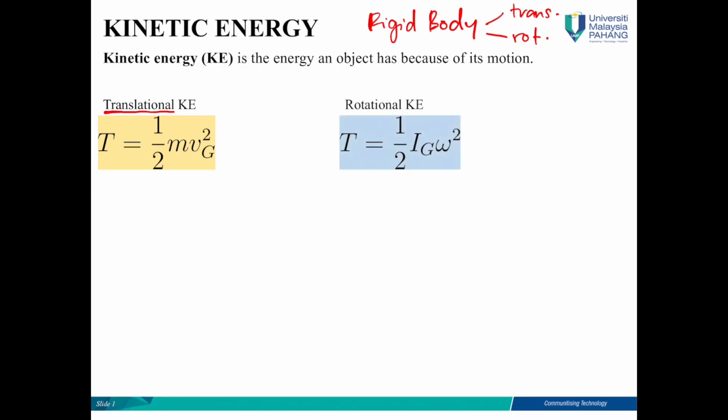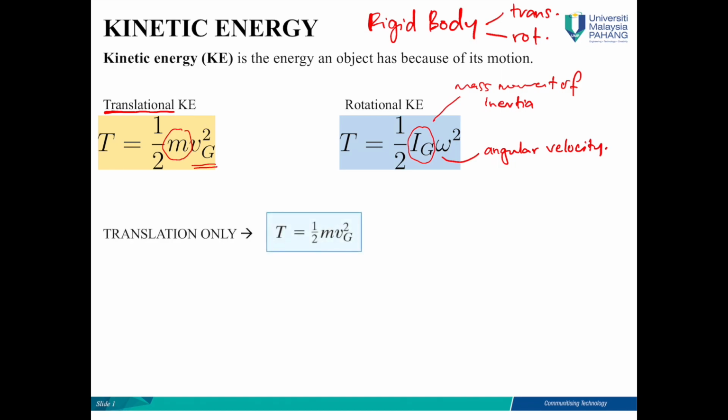And for rotational, if you notice, the mass here is now replaced by the mass moment of inertia, and the linear velocity is now replaced by the angular velocity omega, right? So both look the same. For translational, it's half m v square. For rotational, it's half I omega square.